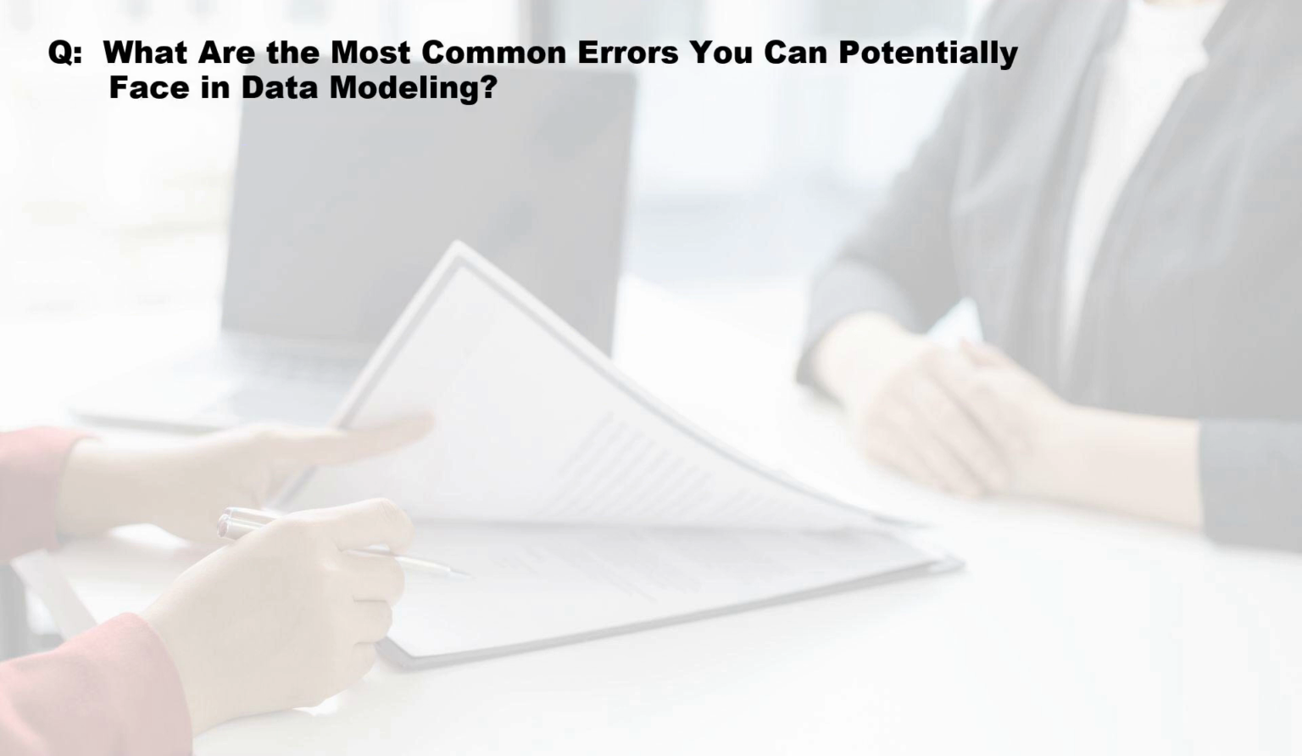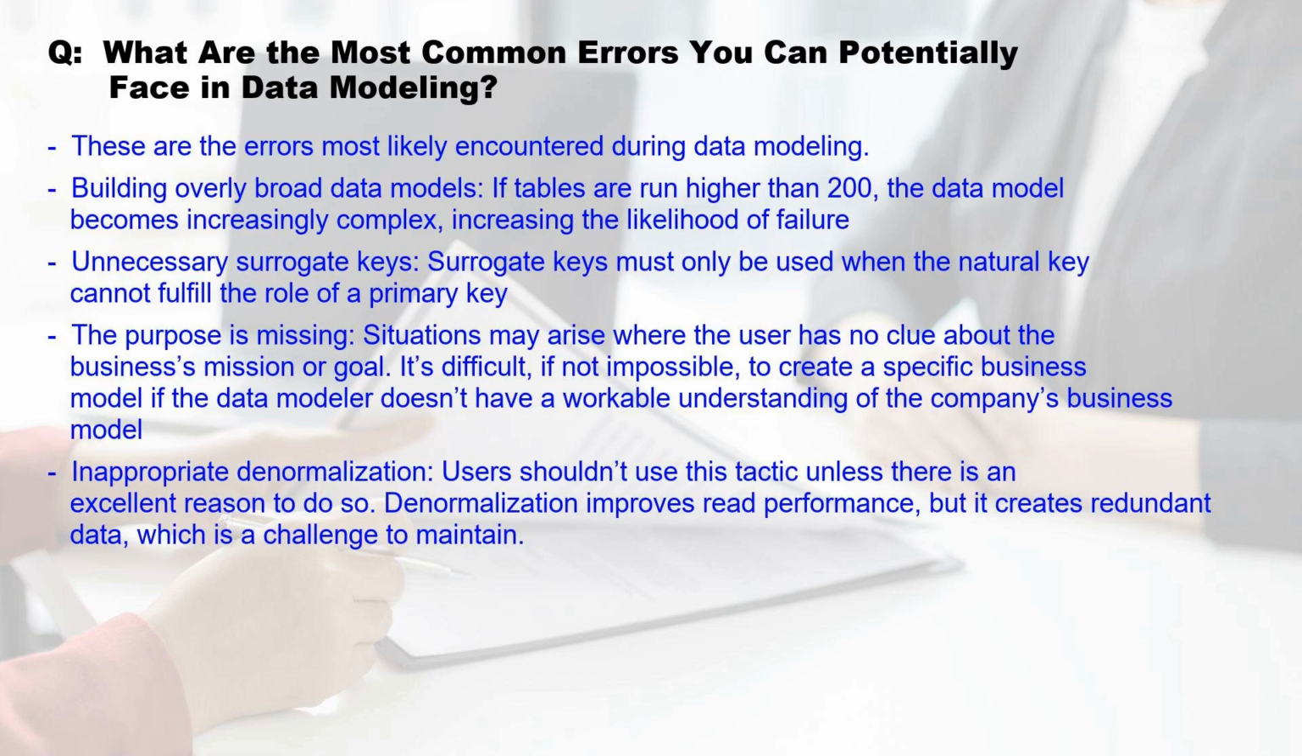What are the most common errors you can potentially face in data modeling? These are the errors most likely encountered during data modeling: building overly broad data models. If tables run higher than 200, the data model becomes increasingly complex, increasing the likelihood of failure. Unnecessary surrogate keys. Surrogate keys must only be used when the natural key cannot fulfill the role of a primary key. The purpose is missing.